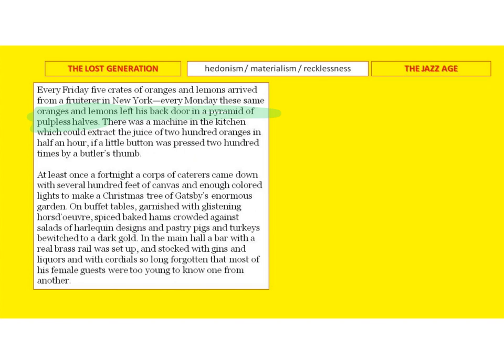Look at the speed and the ease of consumption here as well. Just the push of a button could extract the juice of 200 oranges in half an hour, if a little button was pressed 200 times by a butler's thumb.